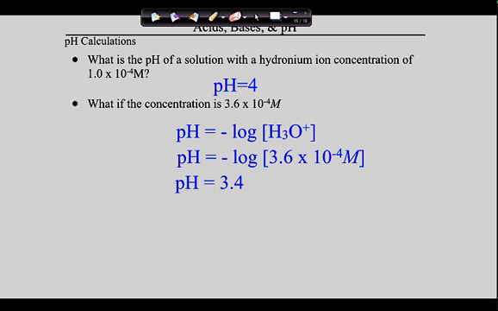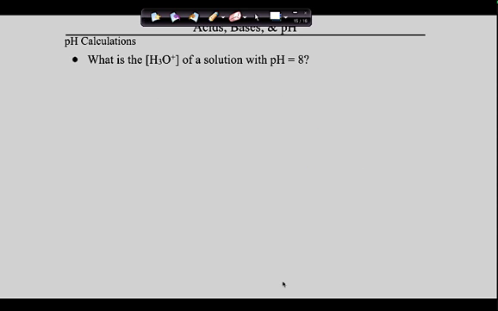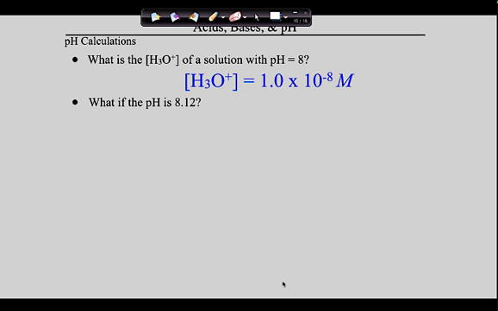So guys, look at what we did. You were given hydronium ion, you solved for pH. Now we're going to go the other direction. Don't write this down. What is the hydronium ion concentration of a solution that's pH 8? What's the answer? 1 × 10⁻⁸. Get it? Okay. So guys, what if it's not a whole number? What if it's 8.12? Well, now we need to solve it. Guys, write down the equation with me.